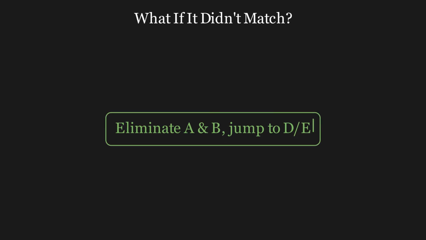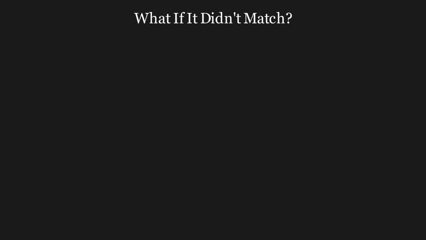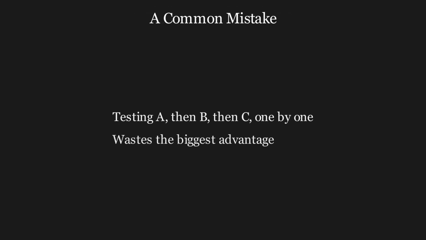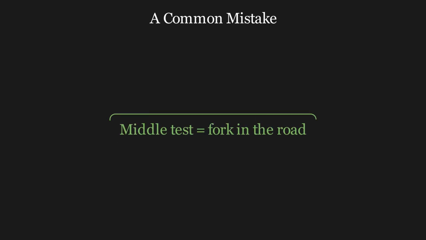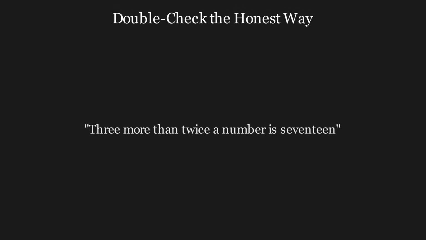A common mistake people make with backsolving is starting from A every time, checking choices in order like a checklist. That can work, but it throws away the biggest advantage. Starting in the middle turns each test into a fork in the road, telling you which half of the choices to ignore completely. Let's double-check our answer the honest way by rereading the problem itself.